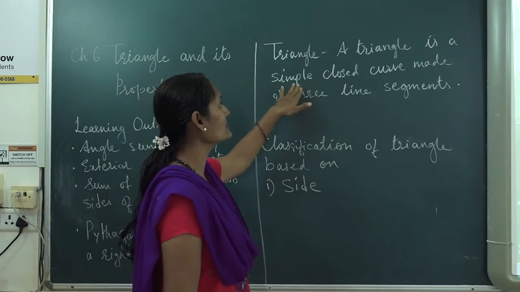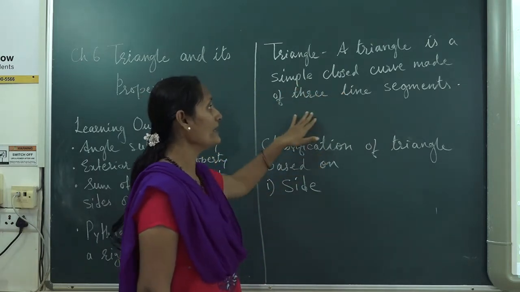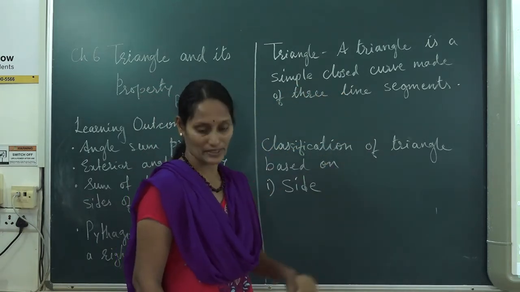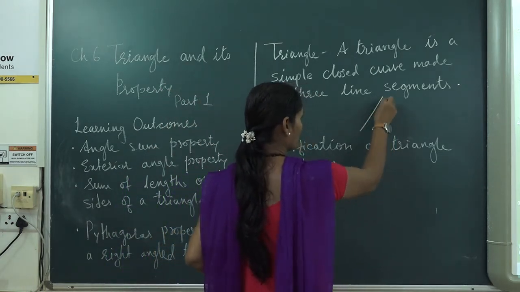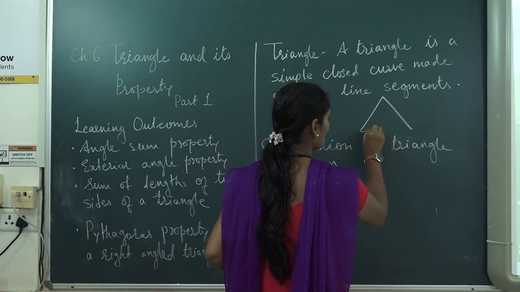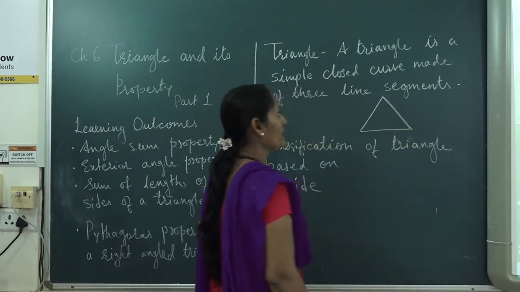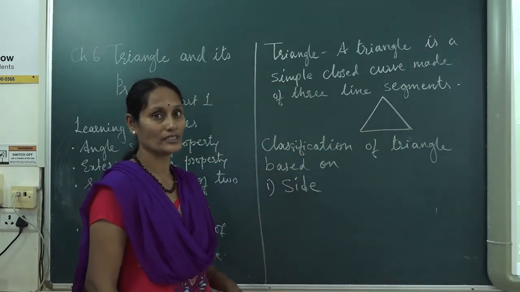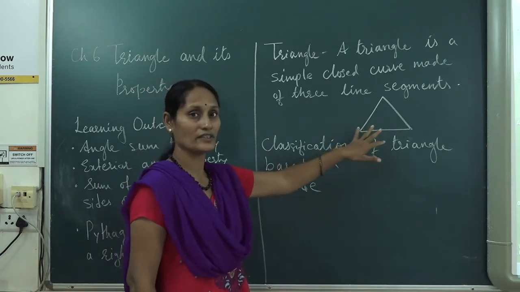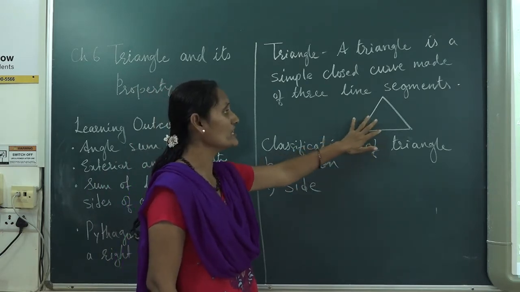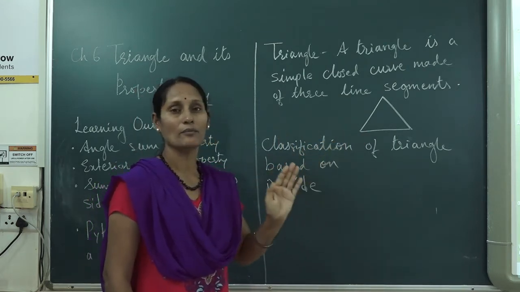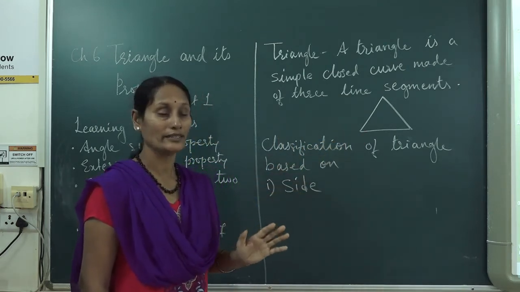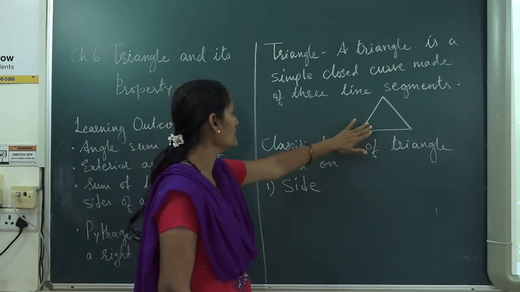A triangle is a simple closed curve made up of 3 line segments. How many line segments? 3 line segments. So this is what I have drawn. This is known as a triangle. Triangle is also known as polygon. It is made up of line segments. That is why it is also known as the polygon which is having minimum sides. After triangle onwards, the number of sides keep on increasing. Okay, so this is a triangle.